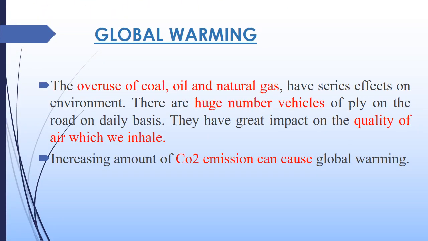Then global warming is also one of the problems due to overpopulation. The overuse of coal, oil and natural gas has serious effects on the environment. Mainly a huge number of vehicles will be the reason for the great impact on the quality of air which we are inhaling now. So that is the reason. So due to the more number of vehicles and overuse of coal, oil and natural gas, global warming becomes an ill effect. Increasing amounts of CO2, carbon dioxide emission can cause global warming.